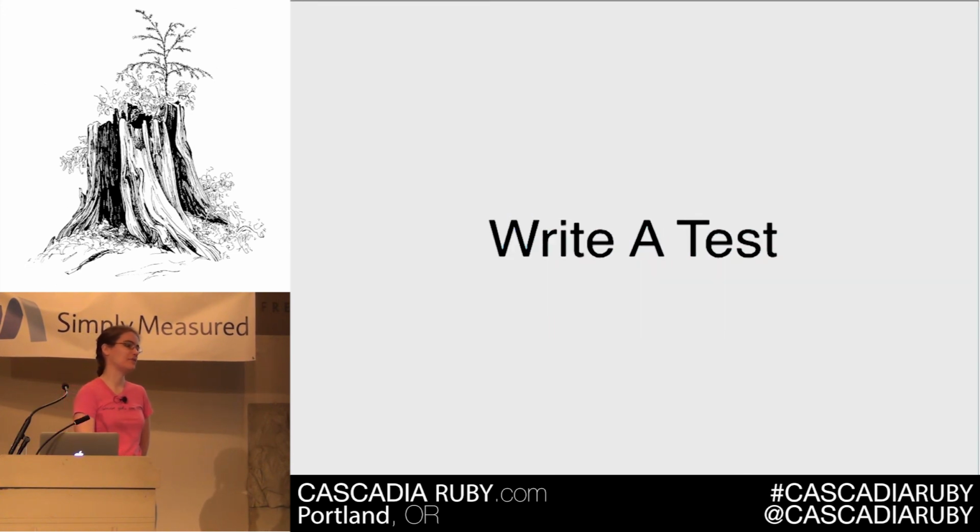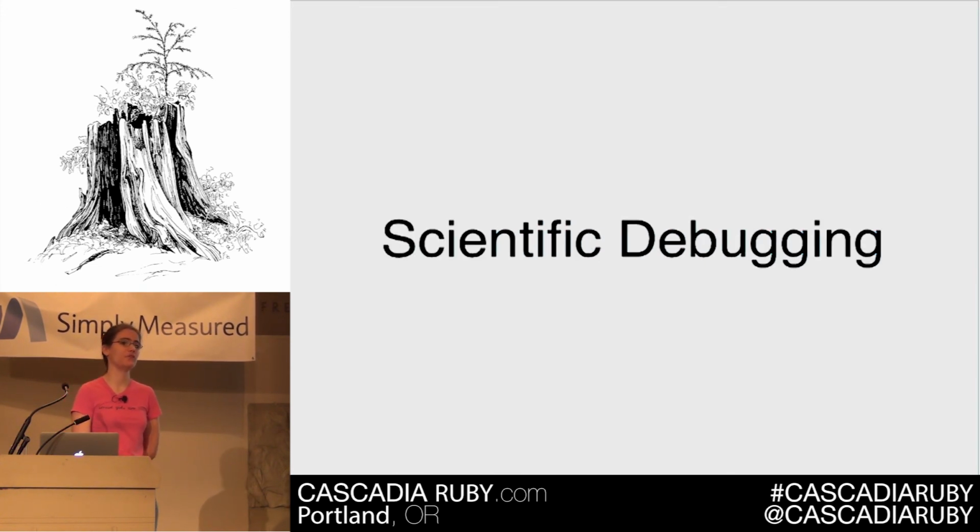Then you need to write a test. Do you ever want to debug the same problem again in 3 months? I don't. I'd like the CI to catch it so I don't have to do this again in 3 to 12 months. Then use your magic scientific debugging skills that we discussed earlier.